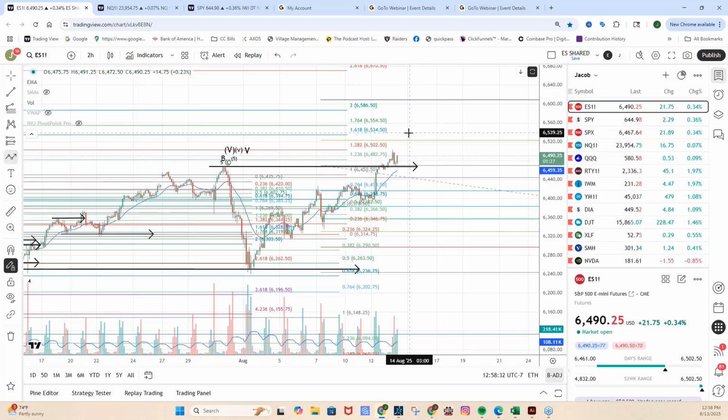So any pullback should be treated with caution, especially if they break below this support level that you're seeing right here. It was the 1-day 21 as well as the back test of this high. They tagged it almost to the penny, and up they went. So nothing out of the ordinary, a pretty reasonable back test and break back out to the upside.